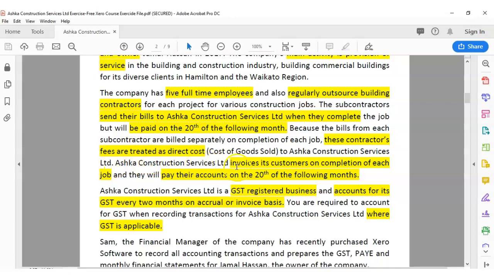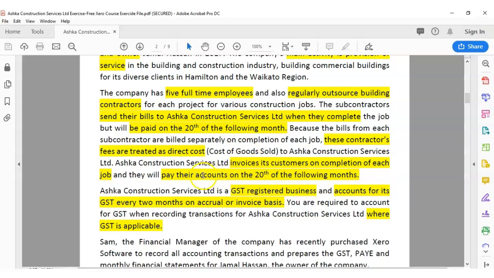Ashker Construction Services Limited invoices its customer on completion of each job, and they will pay their accounts on the 20th of the following month. The company will invoice the customer on the completion of each job, but the customer will pay their account on the 20th of the following month. So that one is the terms of trade for accounts payable. This one is the terms of trade for accounts receivable.